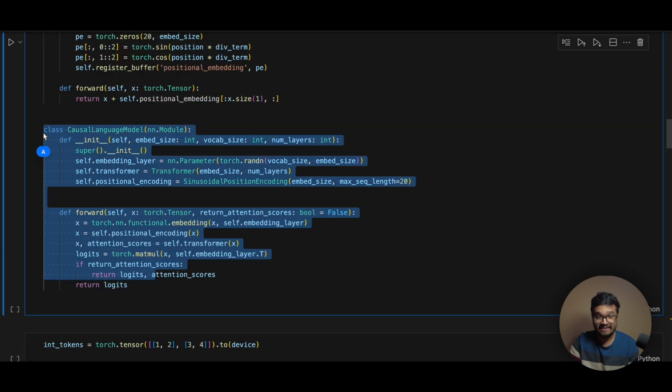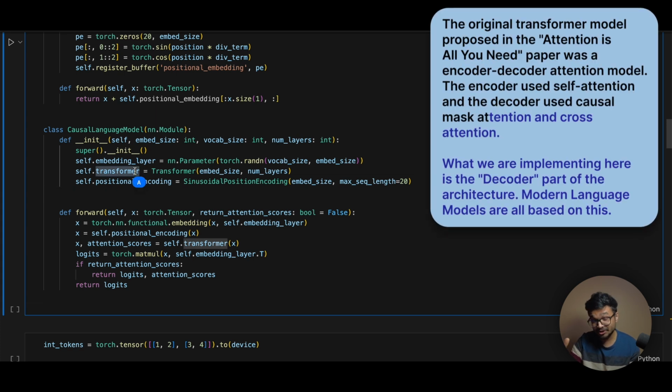And finally, we have the Causal Language Model class, which basically encapsulates everything. It has a transformer, which I should have called a decoder transformer. It's not really a transformer, it's a transformer decoder, but I don't want to introduce bugs right now, so I'm just going to keep it as a transformer.